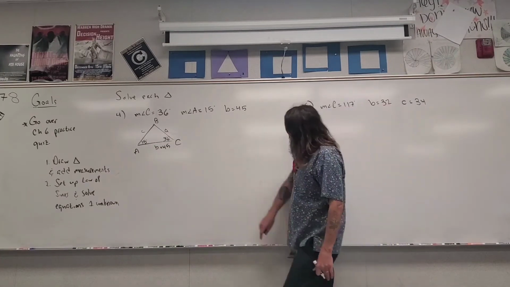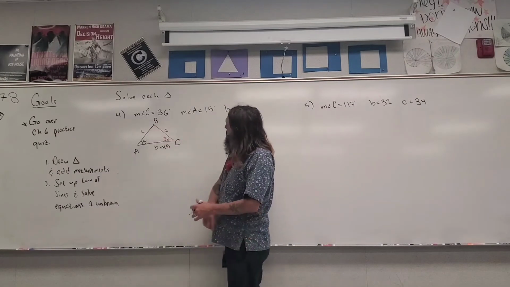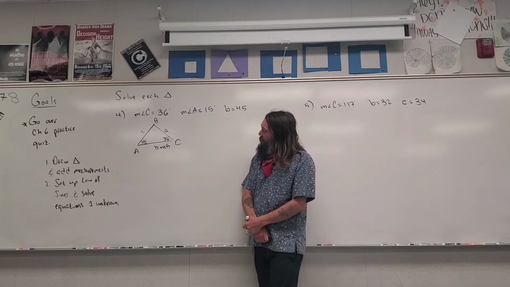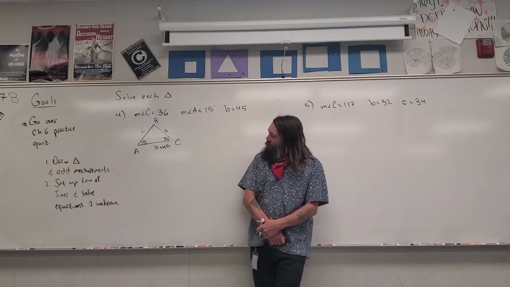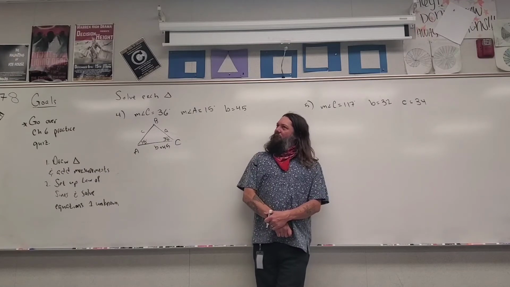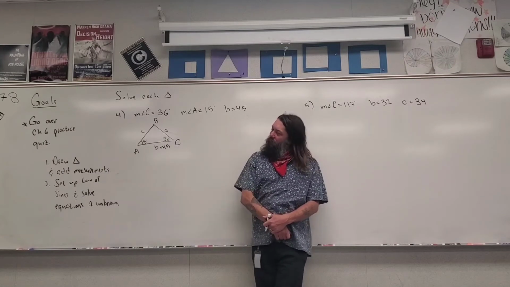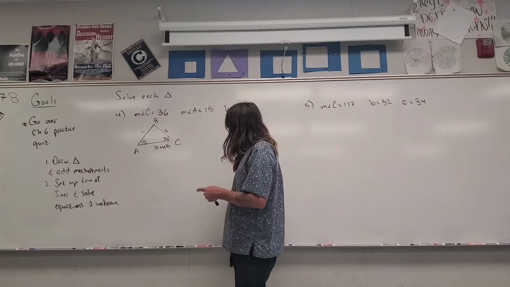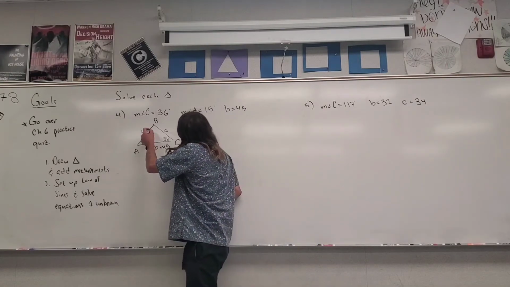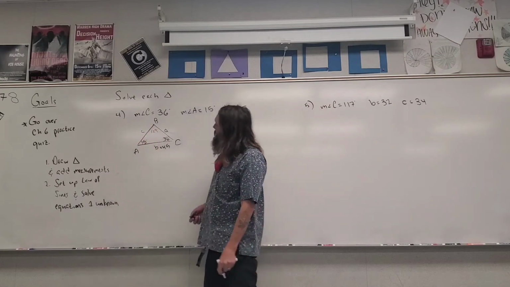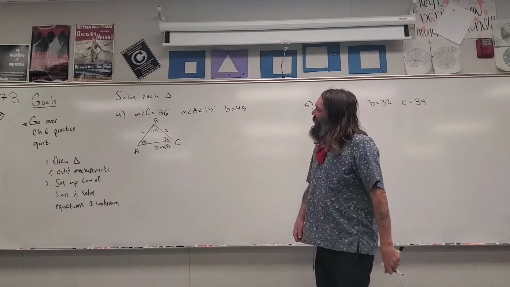Now, because I have 2 angles, I can find the third angle using the fact that the 3 angles add up to 180 degrees. So 15 and 36 gets me to 51, and then I take away 51 from 180, and I think that gets me to 129. So the measure of angle B, and I'll write it in another color so it's something I found, is 129. I really hope that's correct. All right.